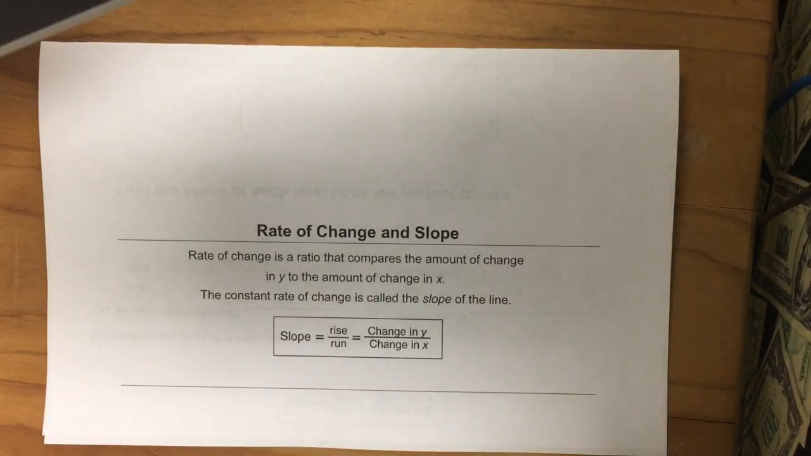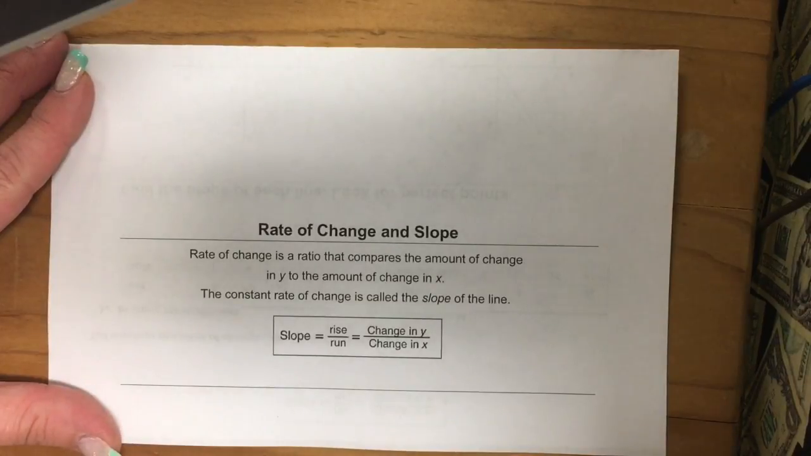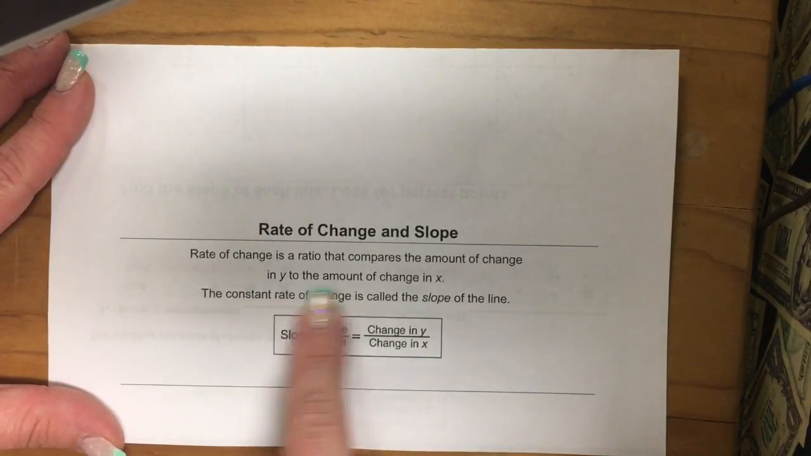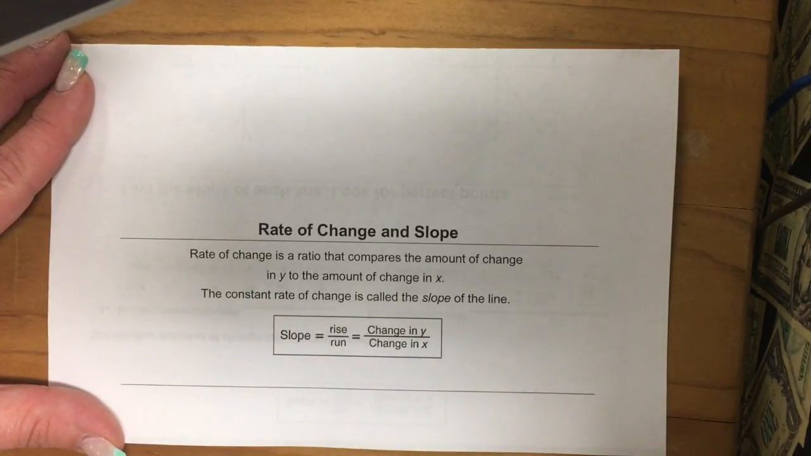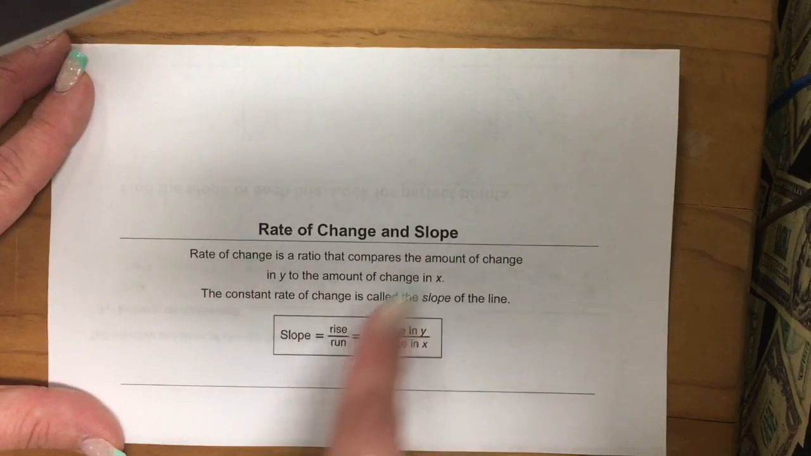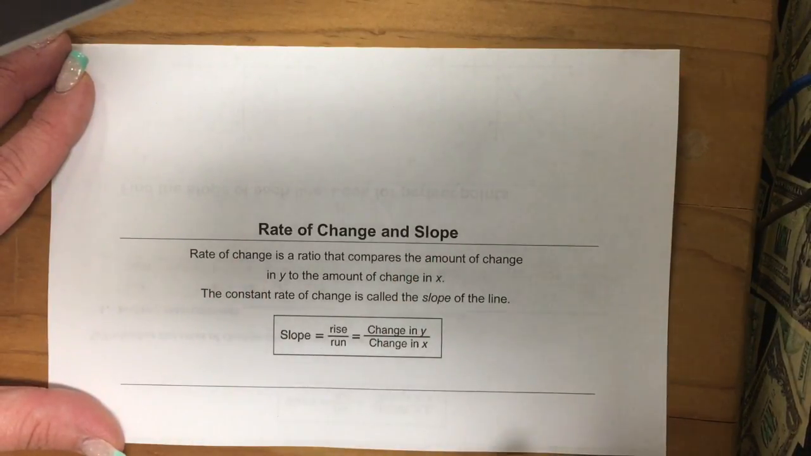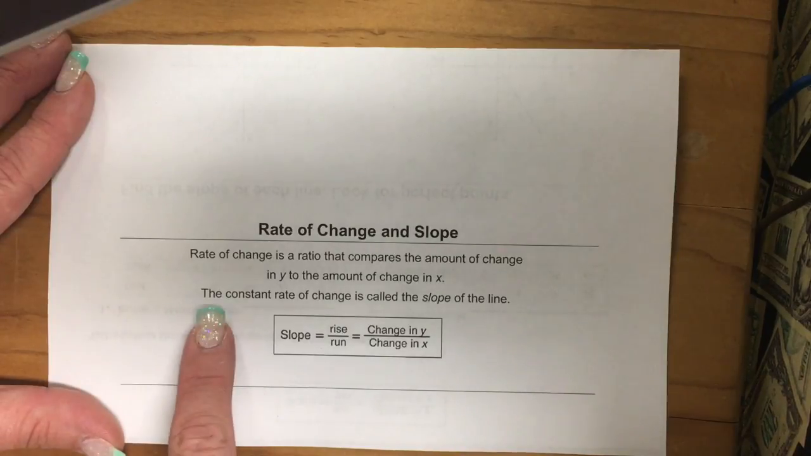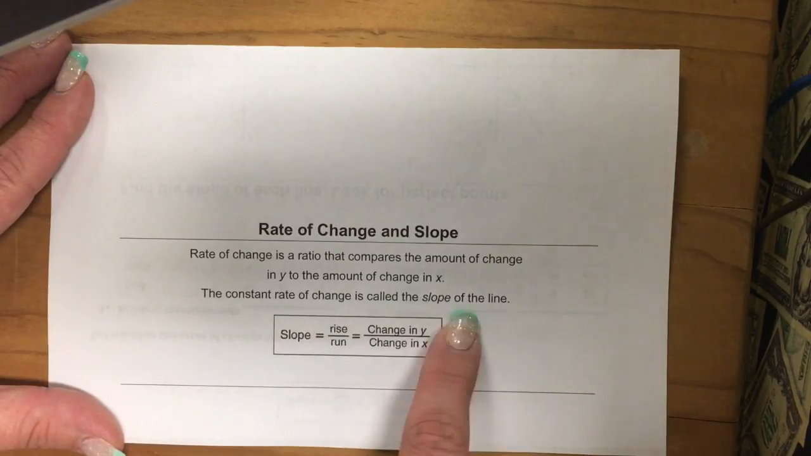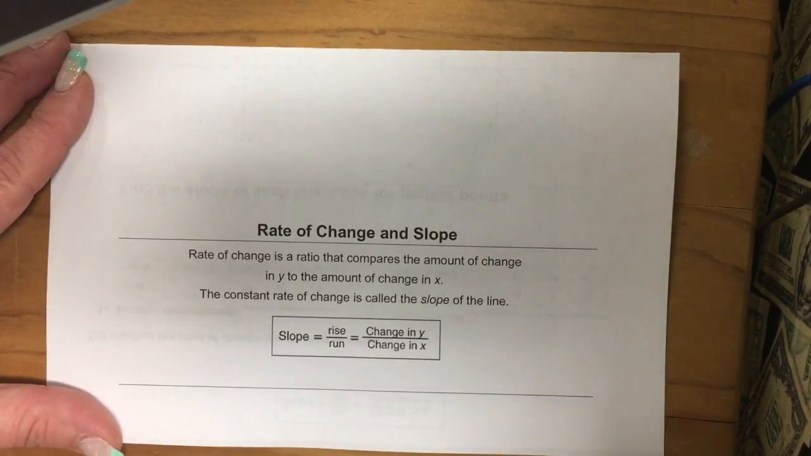All right, rate of change and slope. The rate of change is a ratio that compares the amount of change in y to the amount of change in x. So basically this is just saying your rise over run, how your y changes and how your x changes. So rate of change and slope are pretty much used interchangeably. So the constant rate of change is called the slope of the line. Okay, so we're going to be finding the rate of change today.